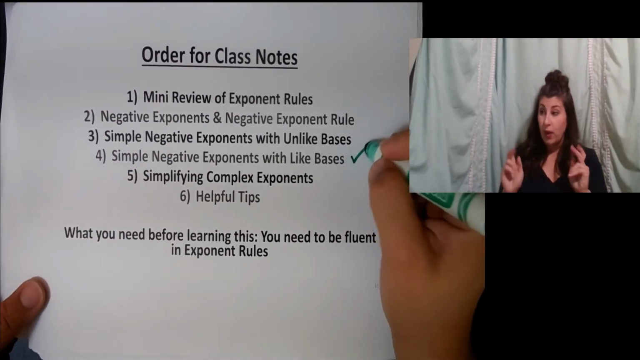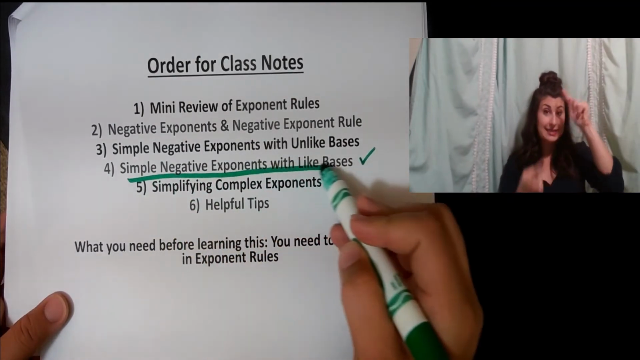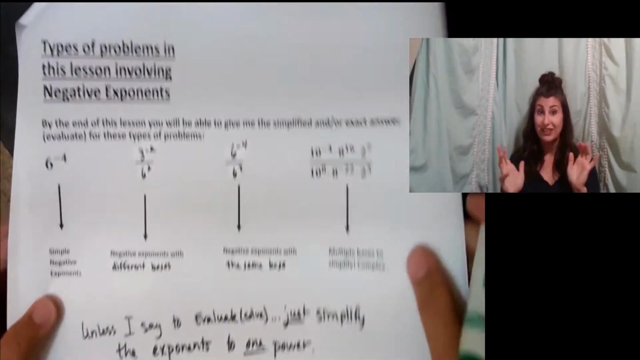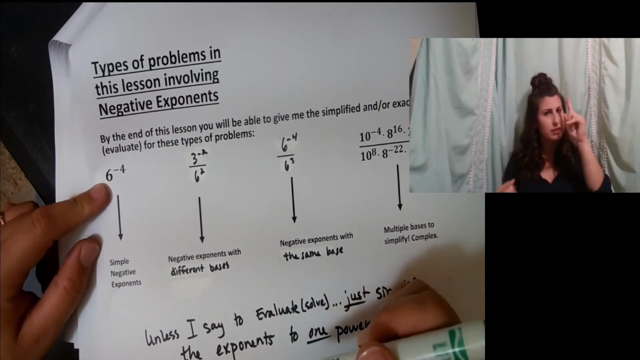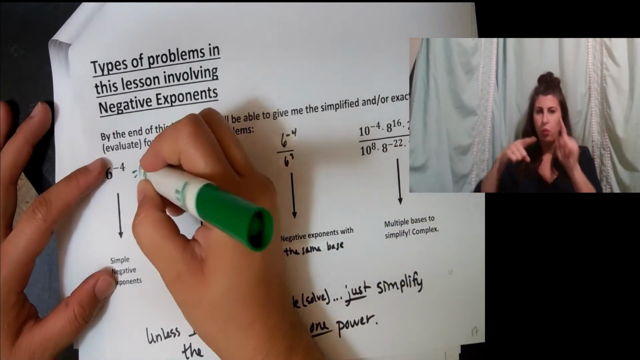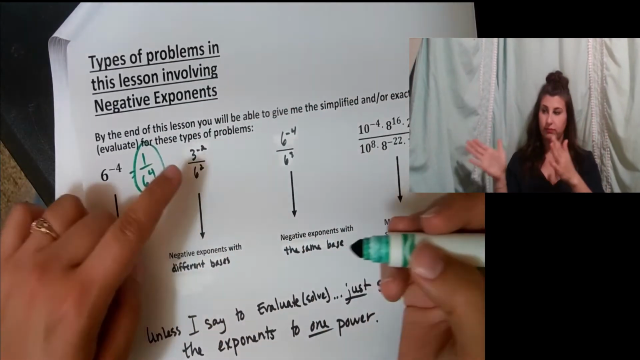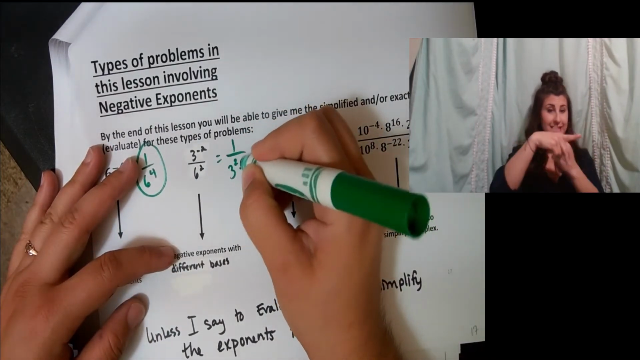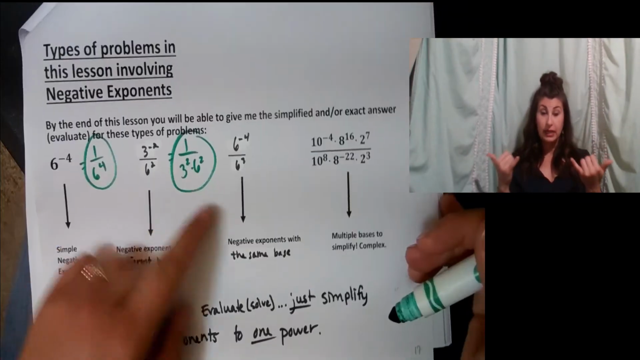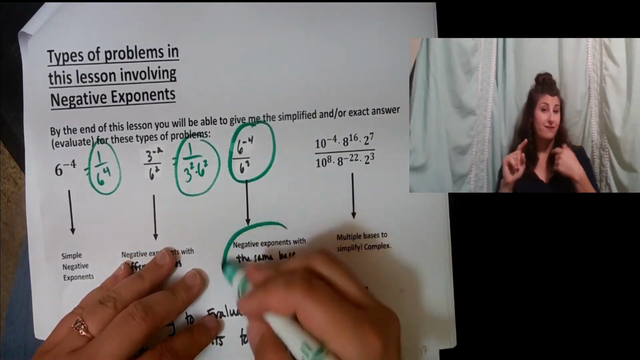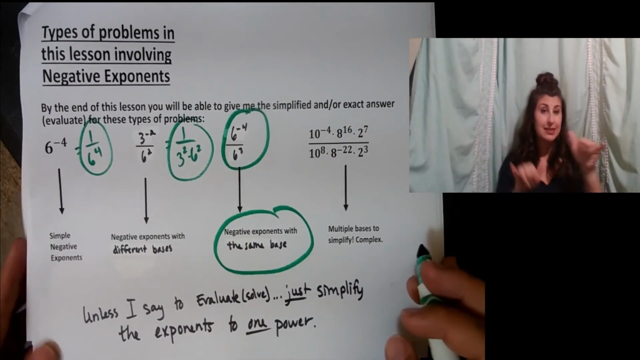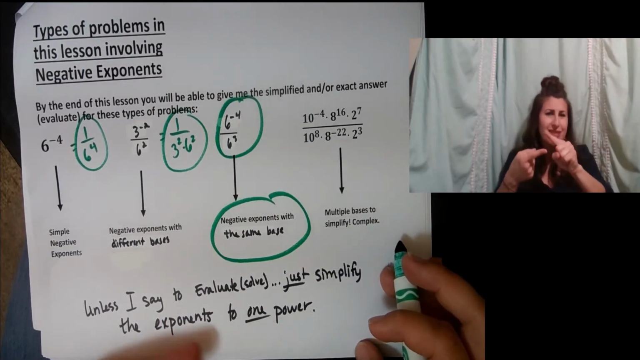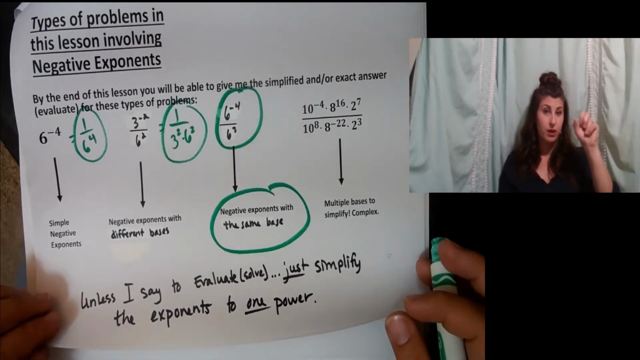All right, so now we are at this one, part 4, simplifying negative exponents with like bases. We're almost done. All right, so we simplified this one already, simple negative exponents. That would be 1 over 6 to the 4th. We simplified this one where it would be 1 over 3 squared times 6 squared. Now we're going to be looking at this one when we have negative exponents with the same base. Okay. Unless I say to evaluate, which is to solve, just simplify the exponents to 1 power. Okay, that will help us a lot.